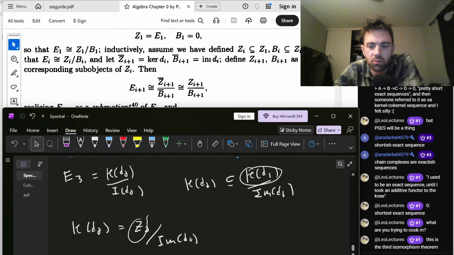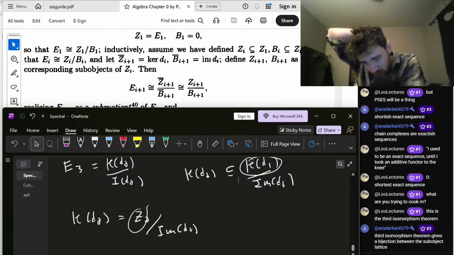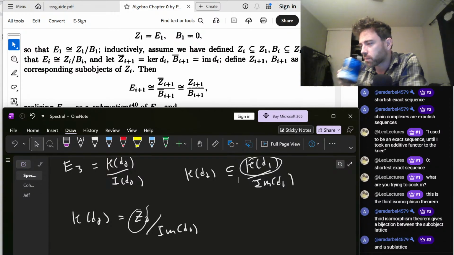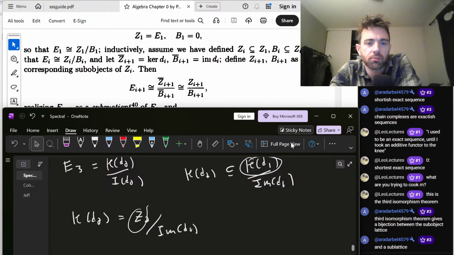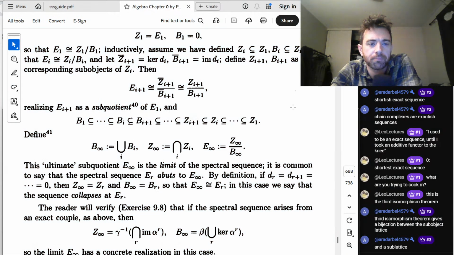And why would that be well defined? This is the third isomorphism theorem. Bijection between the subobject lattice. Right. Okay, so it really is the... Okay.